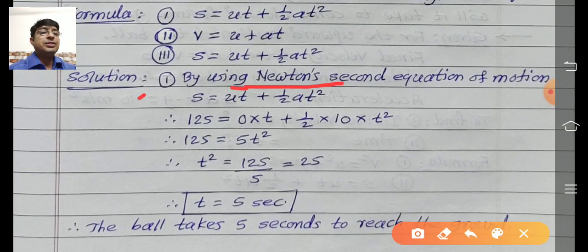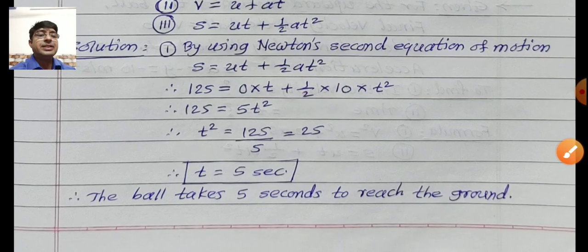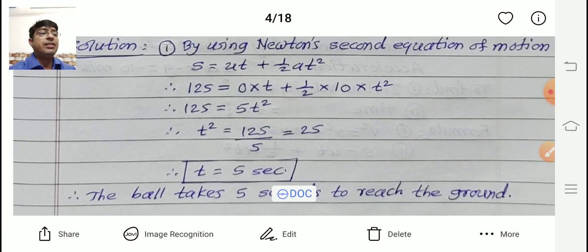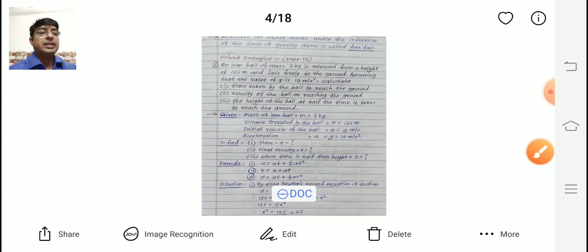So using Newton's second equation of motion, we write that equation and substitute the values, and 0 into t is 0, then 5t square on the right hand side, half into 10 is 5, so 5t square. 5 is dividing on the left hand side, so we get 25. Take the square root, so we get the answer, only 5 seconds. So the ball takes only 5 seconds to reach the ground. Okay, next, second point.